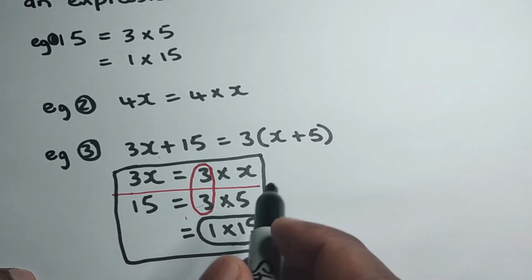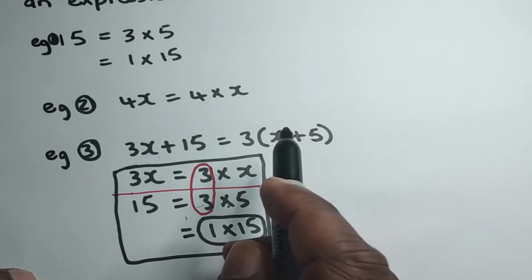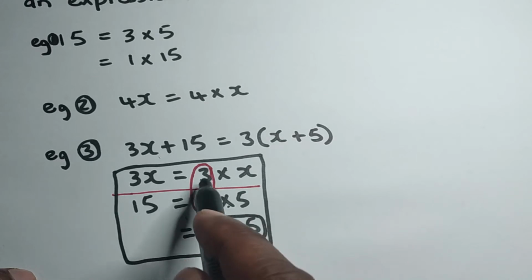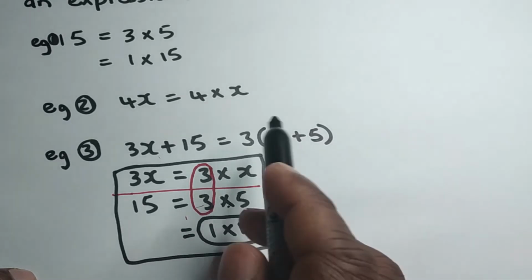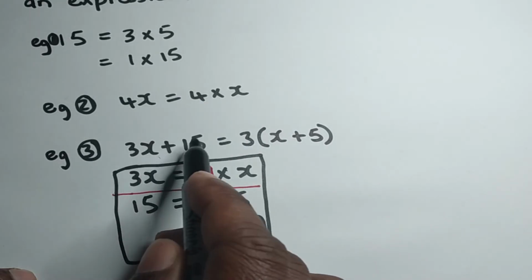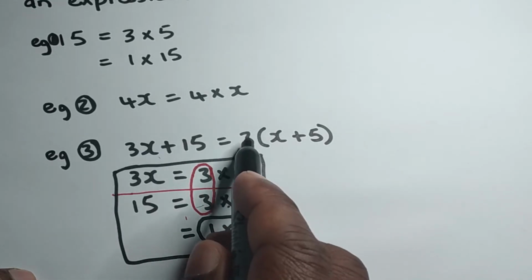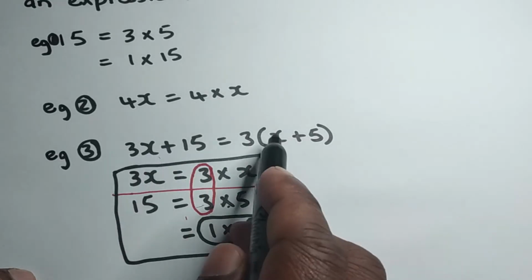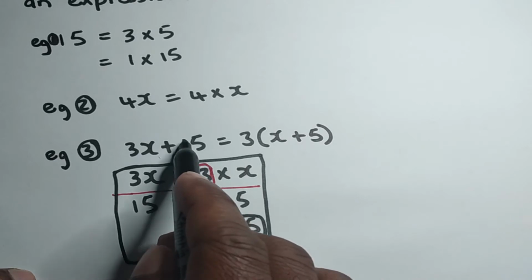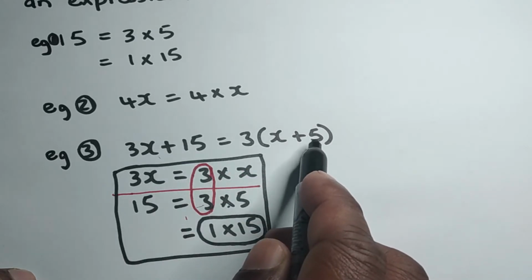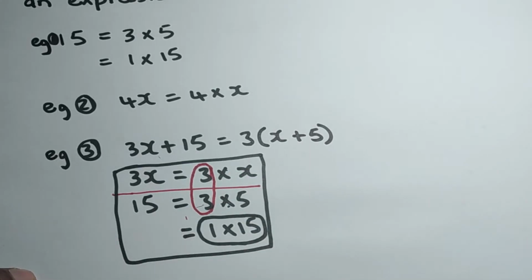So it's quite easy. Another way you could look at it is that after you obtain the highest common factor, what you did is divide each term by the highest common factor. So 3 into 3x, you'd be left with x. 3 into 15, you'll be left with 5. So that's another way you could look at it. So factorization is very easy once you get the hang of it.